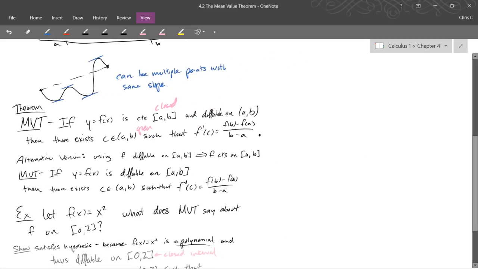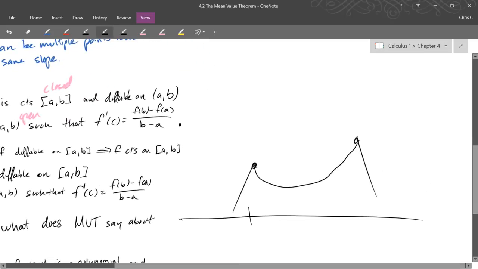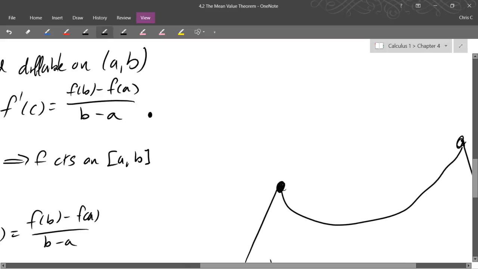What could be happening is you have some really nice function in between your endpoints, some nice curve like that, but maybe there are some sharp corners right at the ends here. That doesn't mess up the mean value theorem. So your function is continuous, except it's not differentiable at a and b. The differentiable property is a property at a point, but it talks about going a little bit to the sides of it. So the mean value theorem is unaffected by what happens outside of a and outside of b.